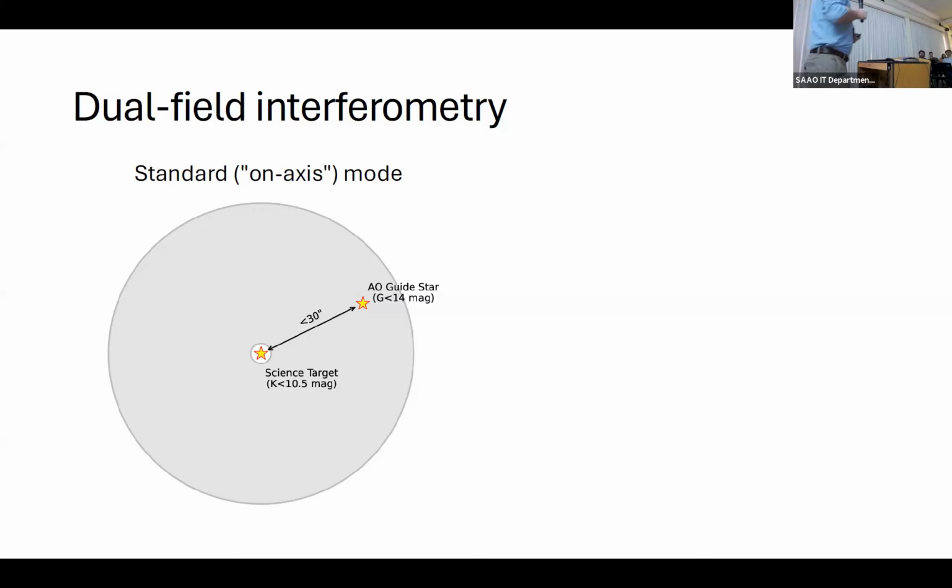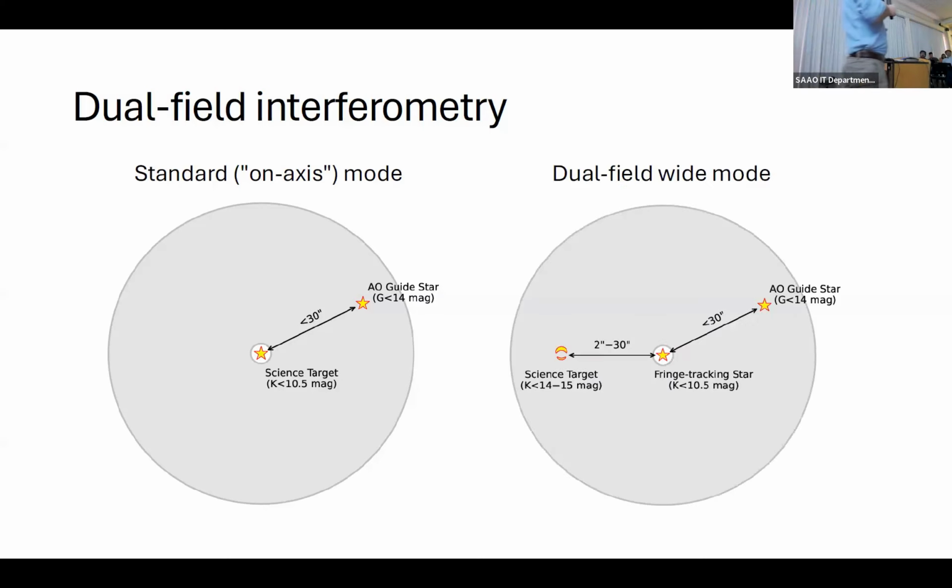And this is because in the standard, or on-axis, GRAVITY mode, we require a science target to be brighter than 10 magnitudes in the K-band, but there also has to be some adaptive optics star nearby, within 30 arcseconds of the event. However, in recent months, a new mode of observations of GRAVITY was deployed. This mode is called the dual-field wide mode. In this observing mode, you can observe much fainter targets, brighter than 14 to 15 magnitudes in the K-band, provided that you have a bright reference star within 30 arcseconds of the microlensing event.